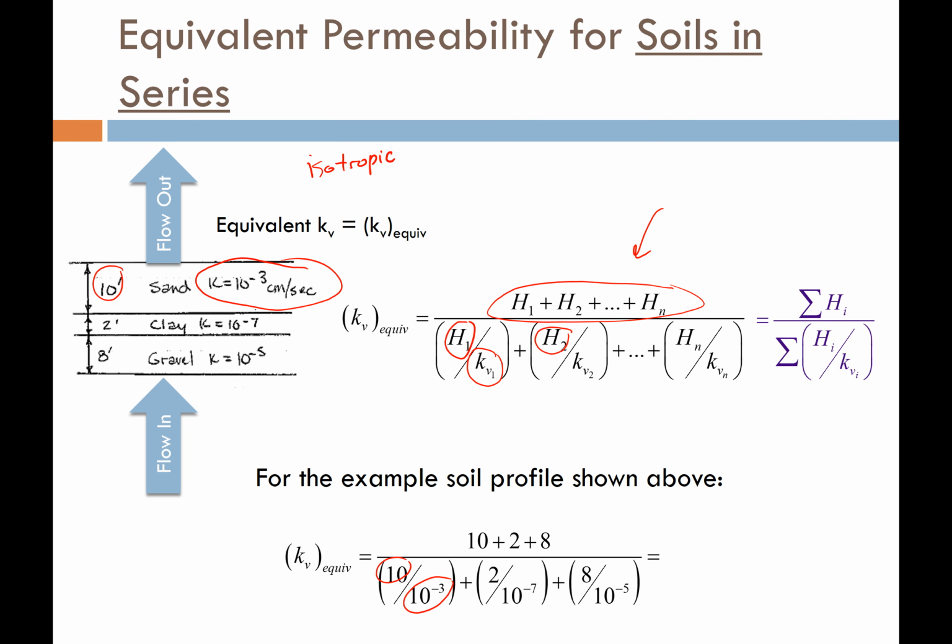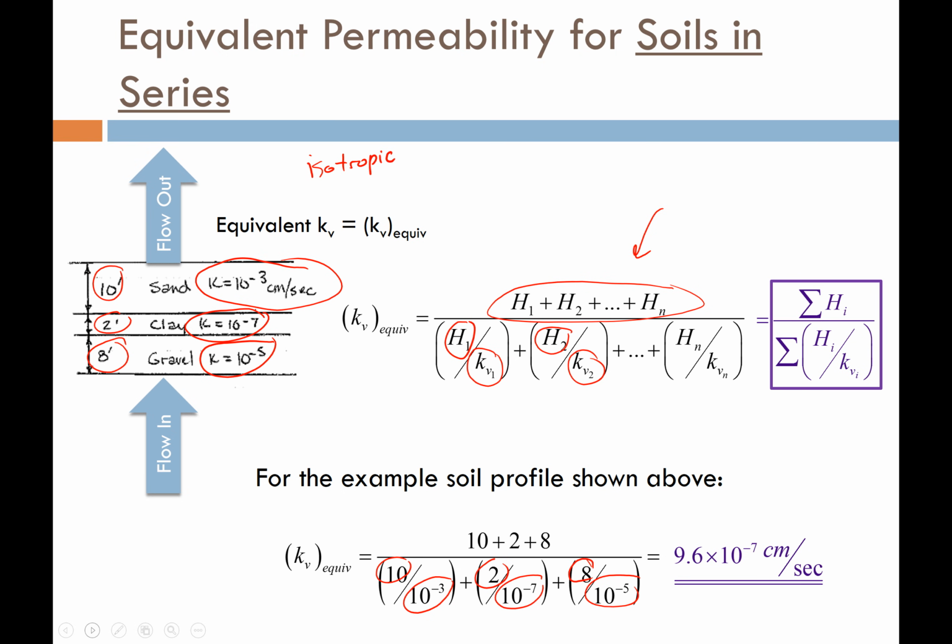So for the second layer, H2, that's 2 feet, and the vertical conductivity is 10 to the minus 7th. And for the third layer, I have 8 feet thick divided by 10 to the minus 5th for its vertical hydraulic conductivity. If I solve that equation, I get 9.6 times 10 to the minus 7th centimeters per second. Now, isn't this interesting? Look at the vertical conductivity, 10 to the minus 7th. You recall that in parallel, it was 10 to the minus 4th.